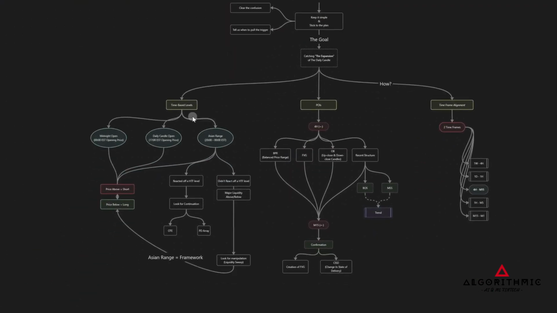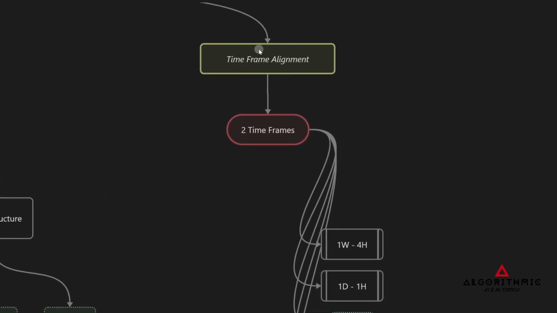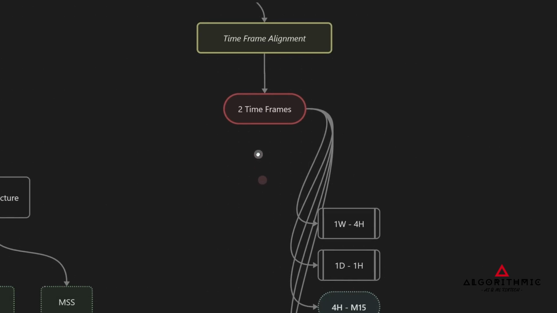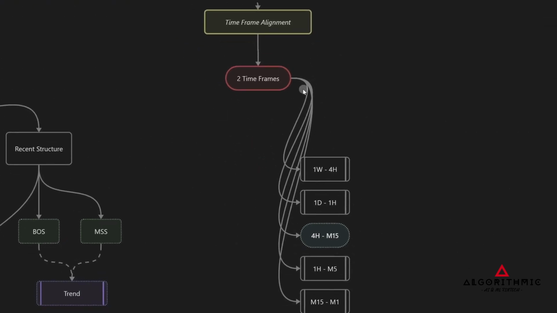So now what we're going to do first is look at the time-based levels, then go over the POIs, and then go over the time frame management. You know, how about we start with the time frame management so we can have an understanding of the others. So time frame alignment is two time frames to trade off for the day.